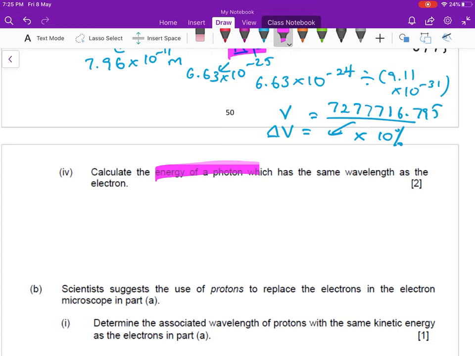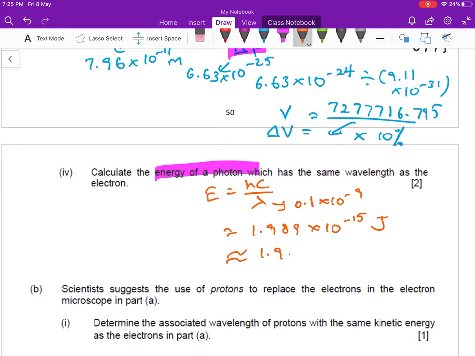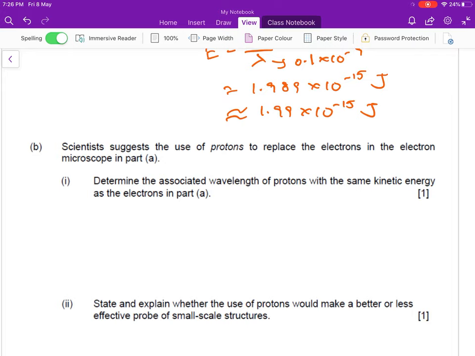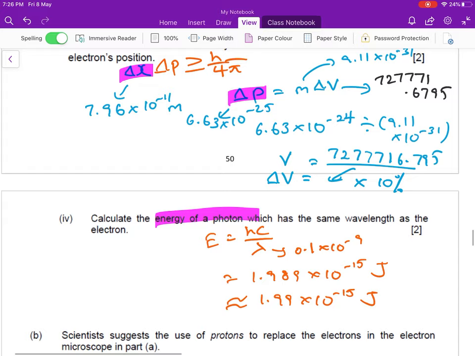Okay, calculate the energy of a photon which has the same wavelength as the electron. So what is the wavelength of the electron? Let's say my wavelength is 0.1 nanometer. So what energy of photon should I use? Photon, so photon is a particle, so energy equals hc over lambda, where lambda is 0.1 times 10 to the negative 9 meter. So what is your energy of photon? 6.63 times 10 to the negative 34 times 3, divided by 0.1 times 10 to the negative 9. So your energy of photon should be 1.989 times 10 to the negative 15 joules, you round off to 1.99 times 10 to the negative 15 joules.